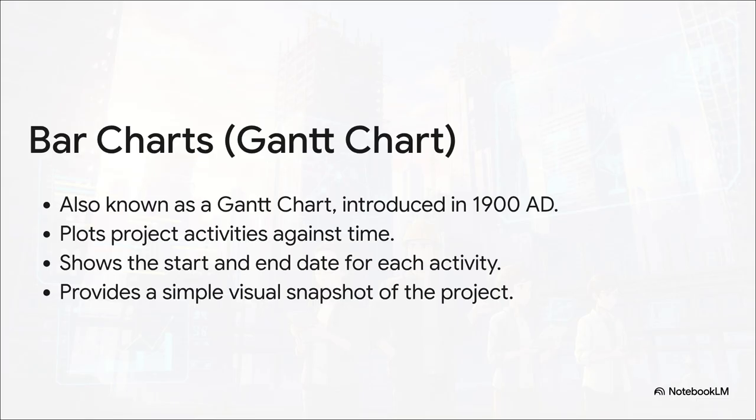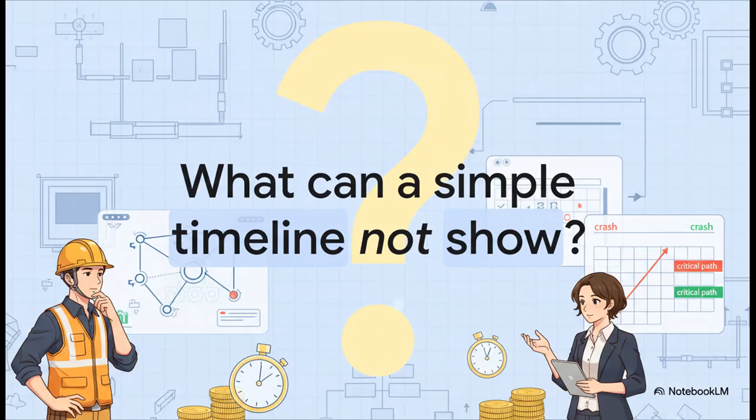You've got your list of tasks, right? And then you've got time running across the bottom. Each bar shows you exactly when a task starts and when it ends. It's an amazing way to see the what and the when all in one quick glance. But, and this is a big but, for all its simplicity, the Gantt chart has this huge blind spot.